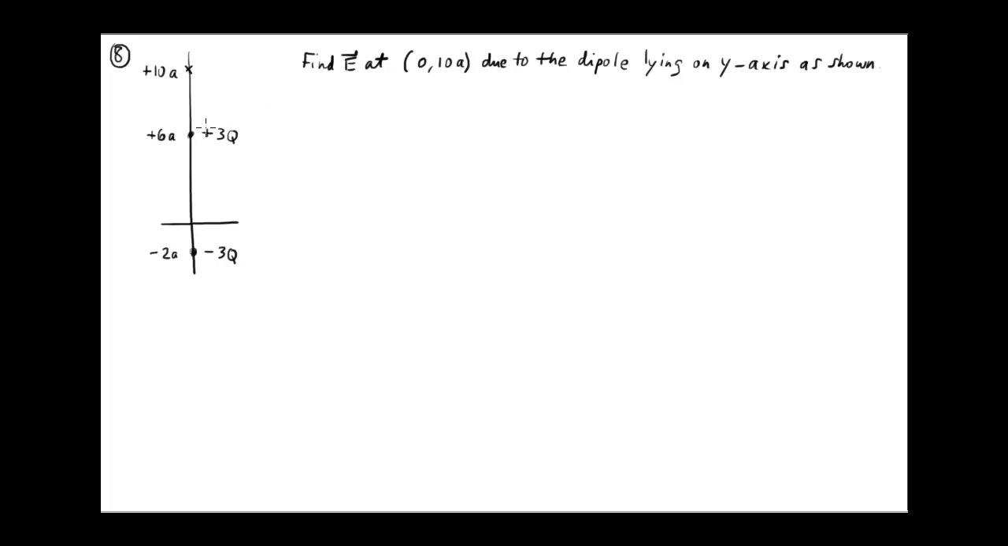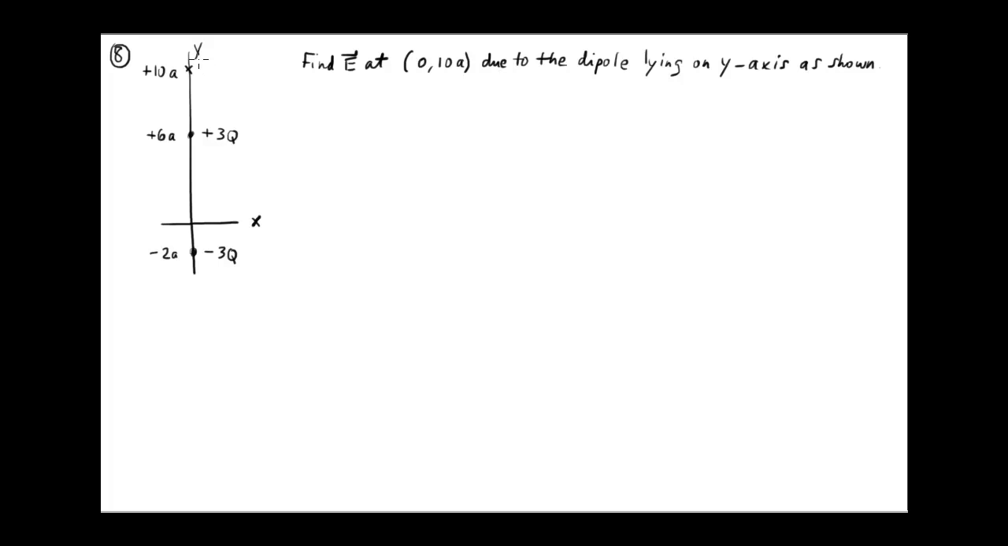And so here is the information that's provided in the homework problem. It says that there's a dipole composed of two charges lying on the y-axis, right? And here's the x-axis. Here's the y-axis. One charge is at 0, plus 6a. The other charge is at 0, minus 2a. And they're equal and opposite charges, plus 3q, minus 3q. We want to find the electric field at the point 0, 10a due to this dipole.